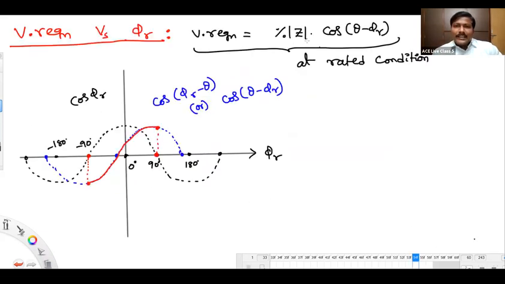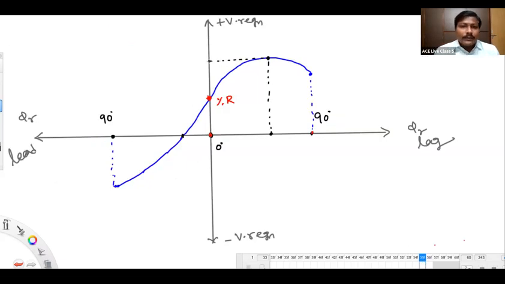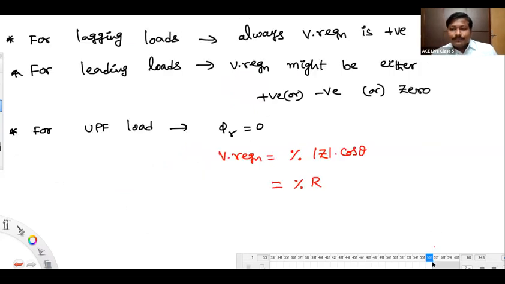Voltage regulation formula is percentage Z cos of theta minus phi r. What's the maximum value of this one? Percentage Z only, right? Then, whenever cos of theta minus phi r equals 1, voltage regulation will be equal to percentage mod Z. That will happen at lagging load here. First, I have to show this is percentage mod Z. I'll show in the next slide.